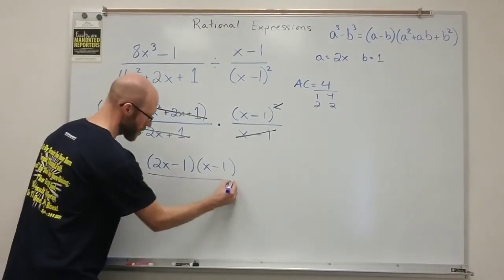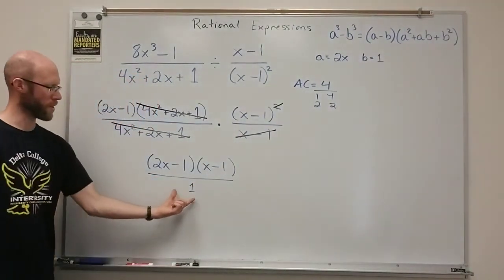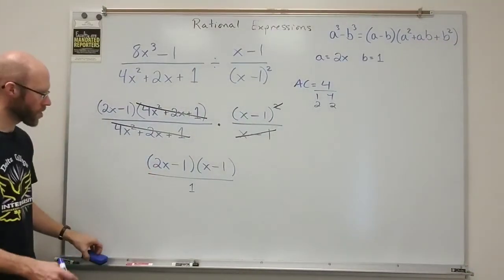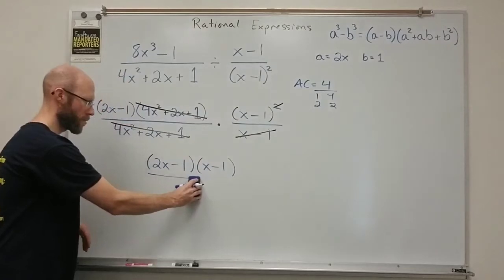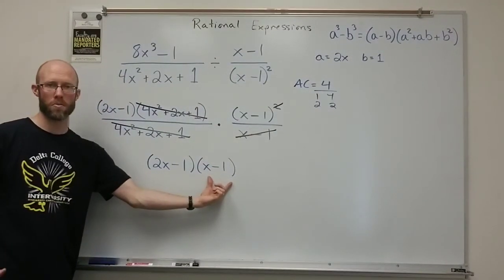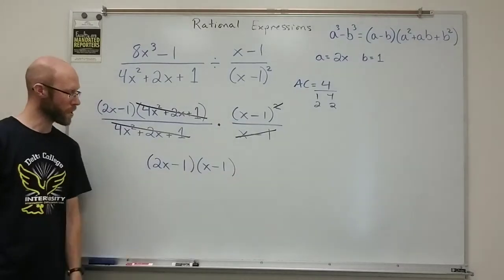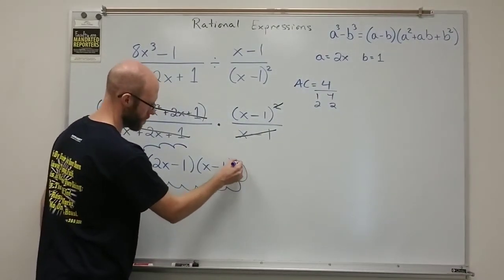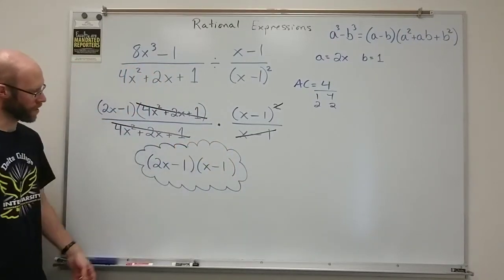So if you think of it as being divided by 1, well, dividing by 1 doesn't really do much. It leaves it the same. So we're not even going to bother writing that in, okay? So just these two polynomials multiplied together would be sufficient for an answer. We'll go ahead and put a cloud around that one. And there it is. That's our answer.